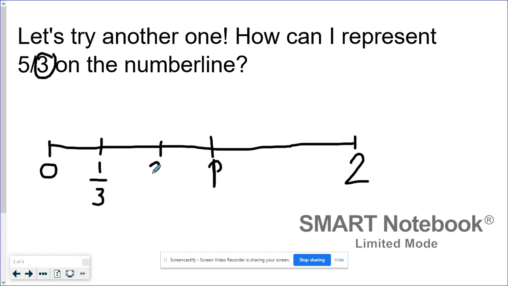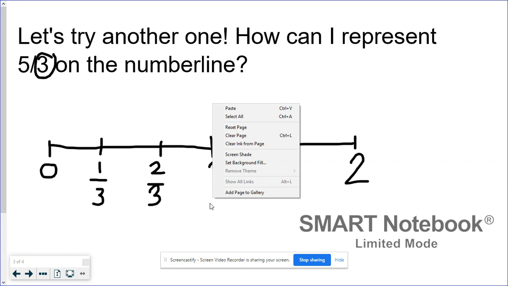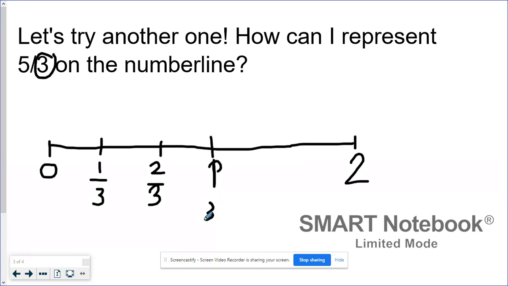Here is 2/3. And this one would represent 3/3. I did not get to 5/3 yet. So that tells me from 1 to 2, I am going to have to partition this line also into thirds. So I'm breaking this line up into thirds. So there I go.